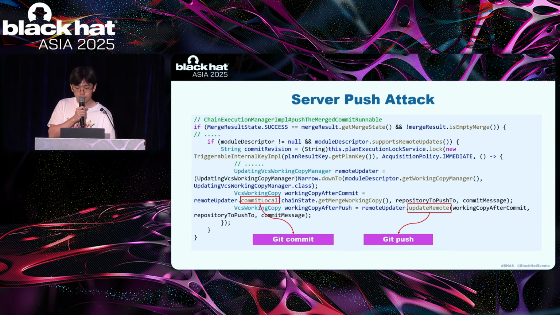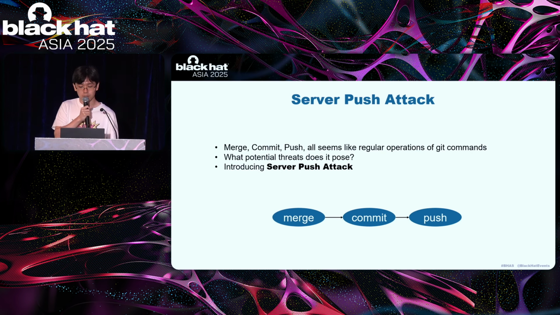And the push the merge commit runnable method actually has a method call for commit local and another method call called update remote. The previous one refers to a git commit command, and the other one is a git push command. So merge, commit, and push. That's what the CI job does when you apply the merge option in a CI task. This seems like regular operations of Git commands. What potential threats does it pose? So we are introducing the server push attack here.